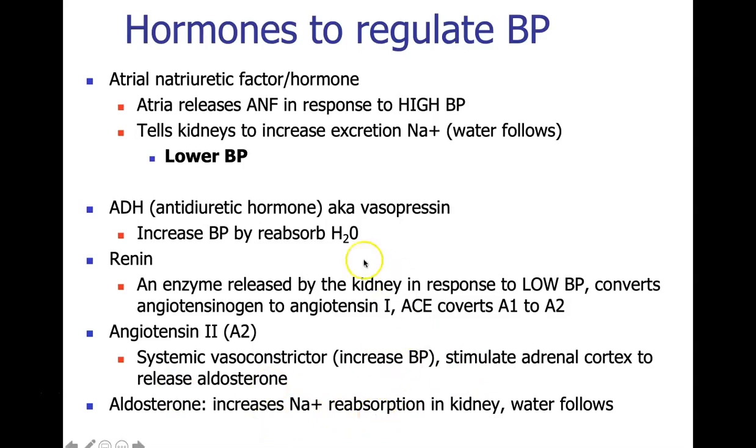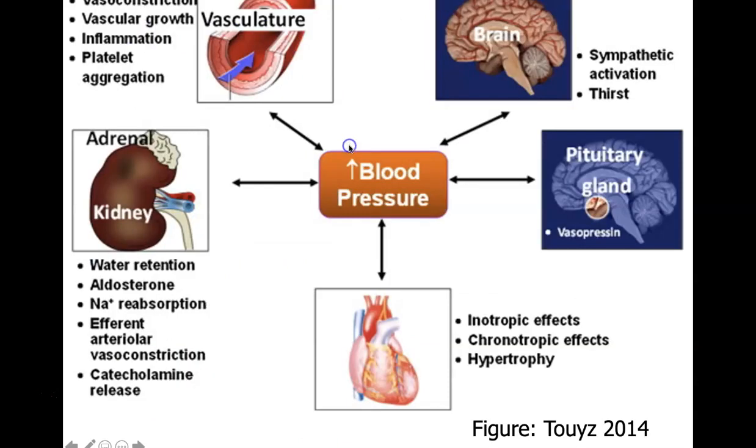So what you'll note is that we've got a whole bunch of hormones to deal with low blood pressure, right? So ADH and renin, angiotensin 2, aldosterone are going to be activated in response to low blood pressure that help you increase your blood pressure. The only hormone that's going to control high blood pressure is ANF.